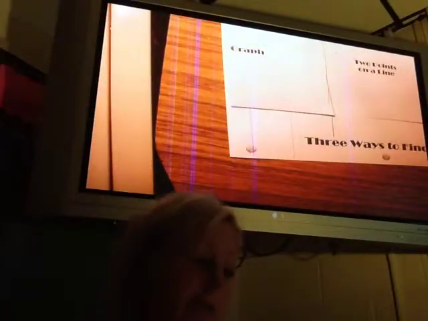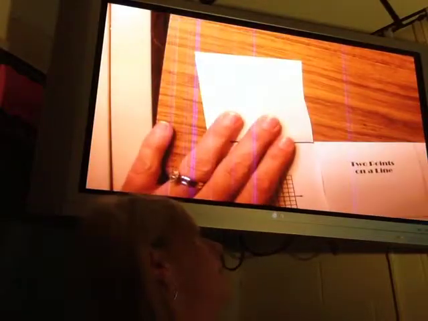All right, 3 ways to find slope. The first one is the one we're going to deal with today, and that's graphing. So if you'll open up that tab, we will put a few things in there. I'm going to be writing on the top here. First of all, we will define slope.